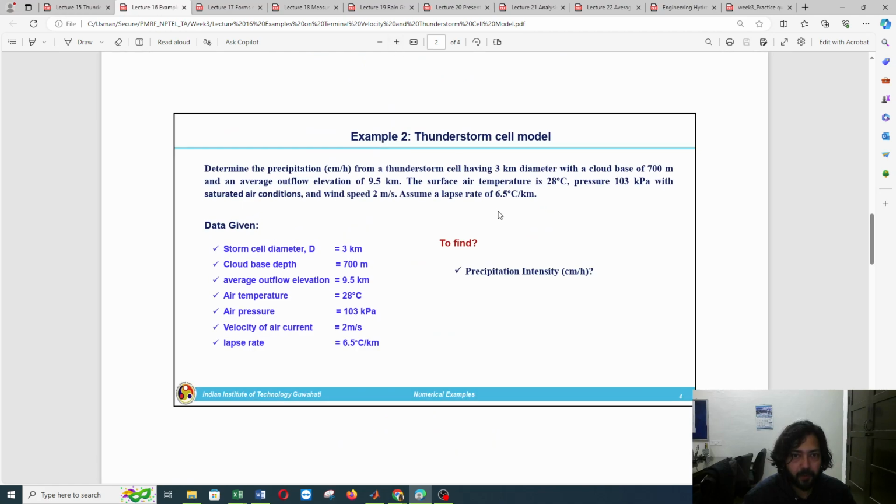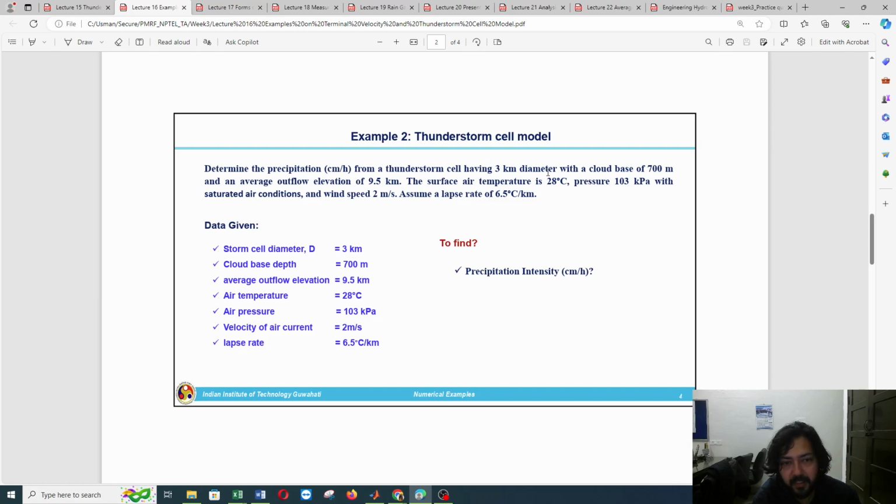So this is the question that we are going to discuss. They are saying determine the precipitation in centimeter per hour. By looking at the unit, we can say that this is nothing but rainfall intensity. So they are asking us to determine the rainfall intensity from a thunderstorm cell having 3 kilometer diameter. They have given us the diameter as 3 kilometer, which means the capital D value is 3 kilometer, with a cloud base of 700 meter and an average outflow elevation of 9.5 kilometer. The surface air temperature is 28 degrees Celsius, pressure is 103 kilopascal with saturated air condition, and wind speed is 2 meter per second. Assume a lapse rate of 6.5 degrees Celsius per kilometer.